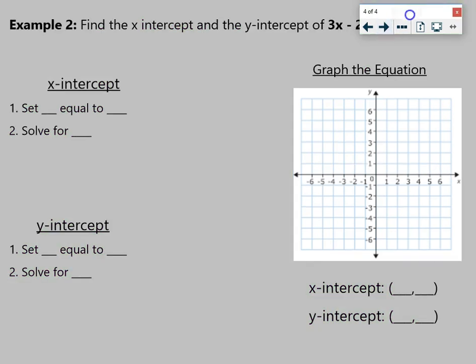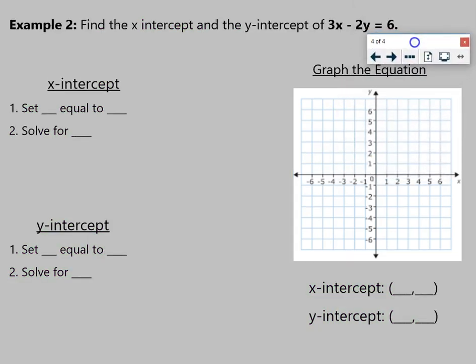One last example just to make sure we get it. We have, again, find the x-intercept and the y-intercept of 3x minus 2y equals 6. All right, so for our first one, we're going to do our x-intercept. So again, remember, x-intercept is setting y equal to 0 and solving for x. So we know y equals 0. Now we just need to figure out what x is equal to.